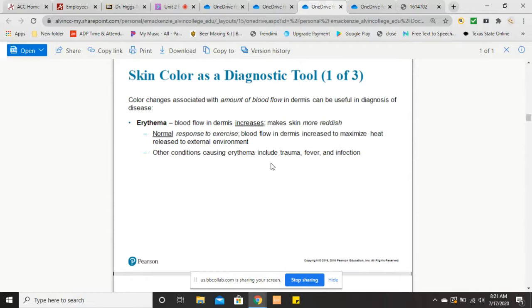Why you'll have increased blood flow? Maybe you have a fever, maybe you have infection. But the bottom line is an increase in blood flow. That is erythema.